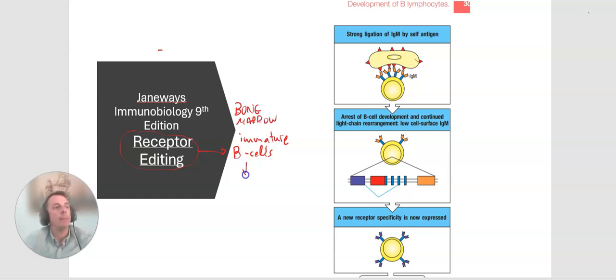Receptor editing will take place during B cell development. And remember, this is part of the central tolerance process.